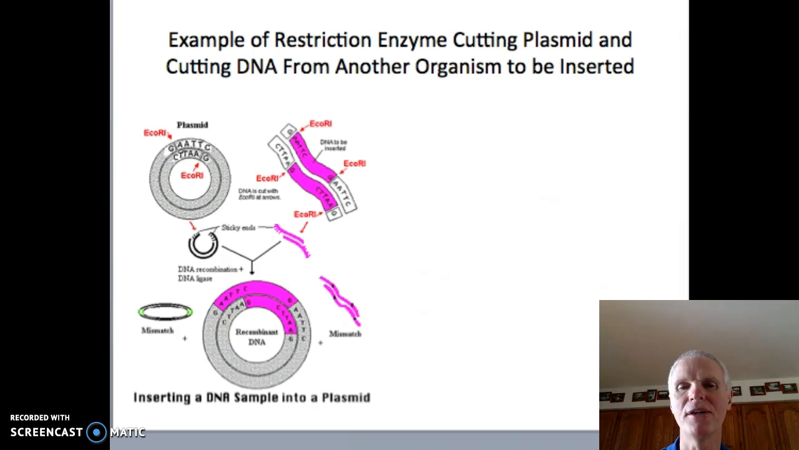Then they cut a human gene in this case. We'll say it might be the insulin gene with the same restriction enzyme. So it also has the exposed spaces AATT. They then mix the two together, and in the picture the human insulin gene is in pink and the plasmid is in gray. They also have to add a chemical called ligase, which makes the two pieces stick together, and then you form what is called recombinant DNA, which, as the name implies, is DNA combined from two different organisms.